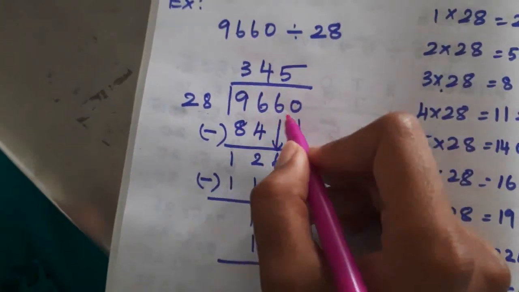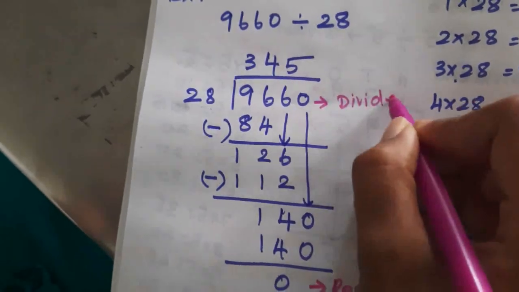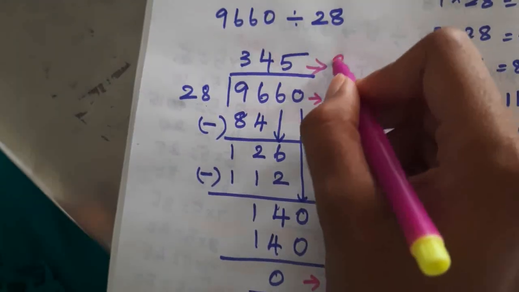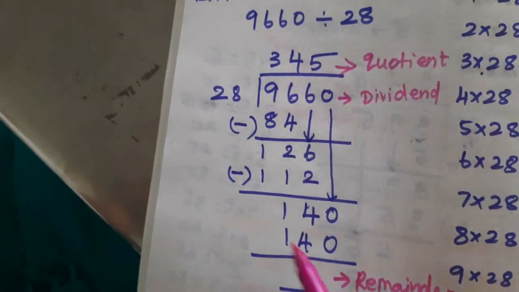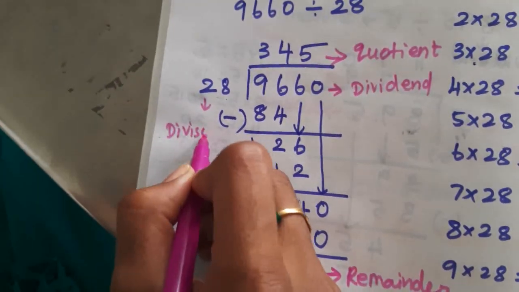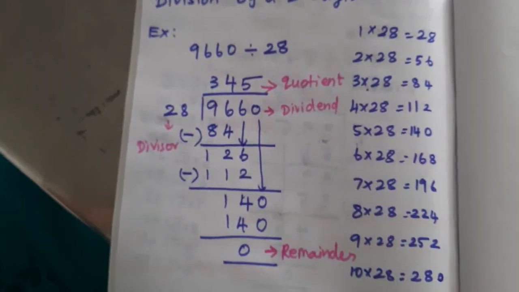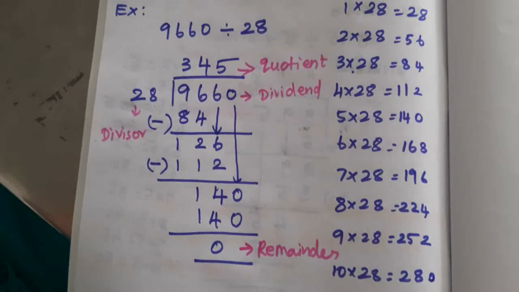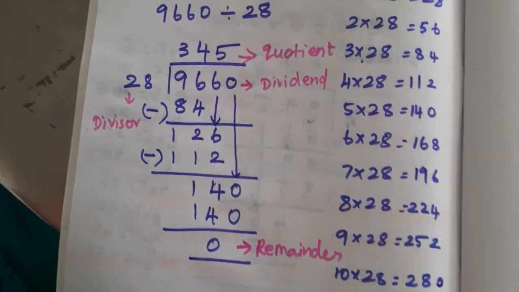So 9660 is called the dividend. Very good. This 347, that is the quotient. And this one is the divisor. Any doubts in the divisions by 2-digit divisor? Yes. Now I am going to tell one formula for verifying the answer in the division.